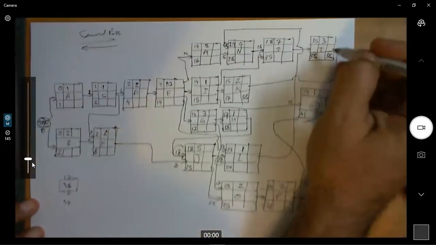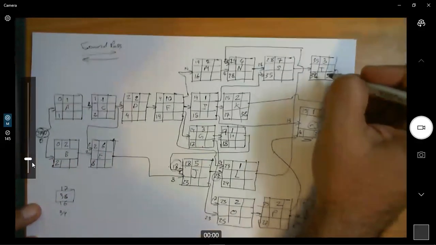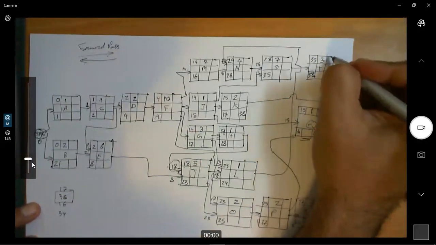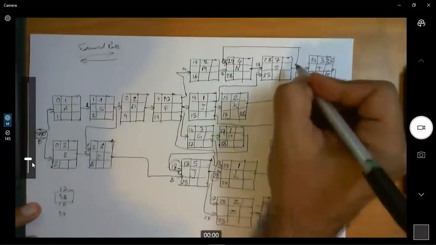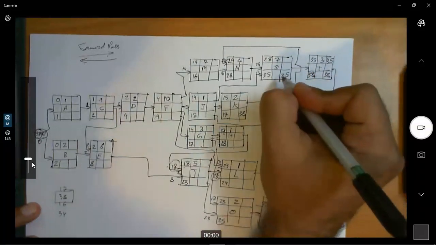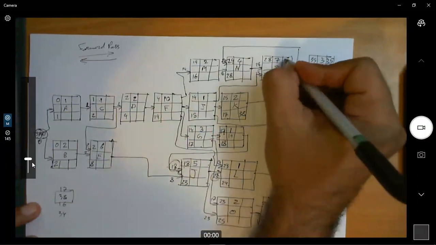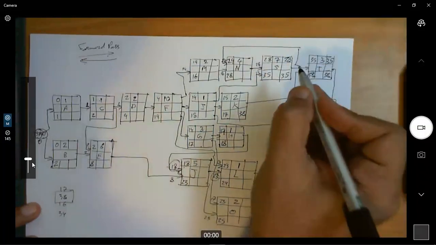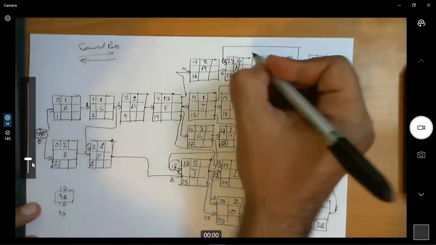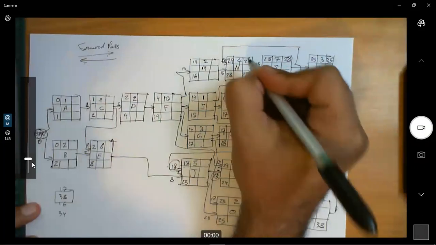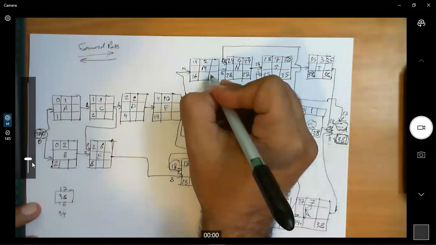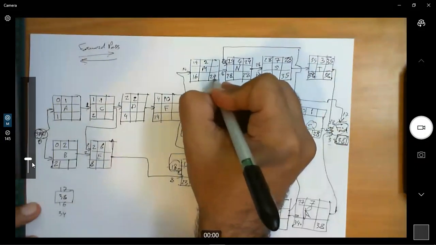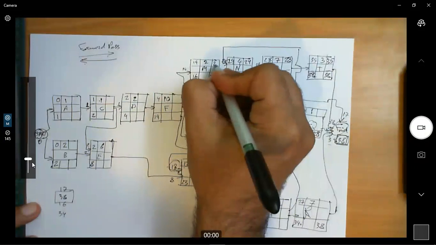So 38, that means the latest this activity can start is on the 35th. So we have 35 here. 35 minus 7, that's 28. Okay, so here 28, then here it's 24. Okay, then here 24 minus 2, that's 22.